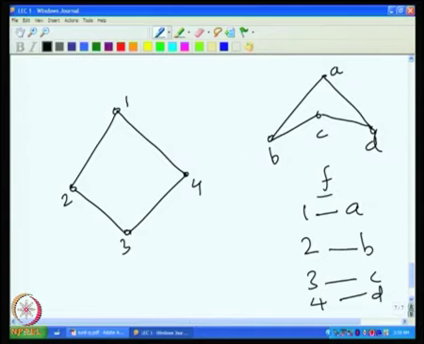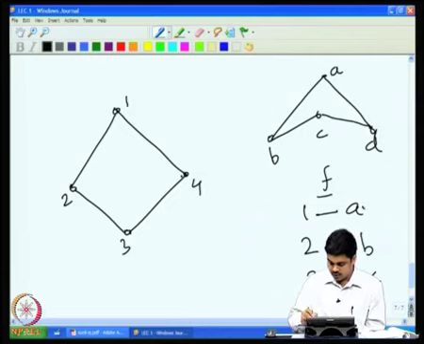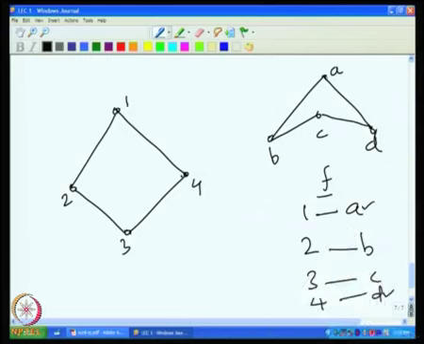As we want, whenever there is an edge, say 1 4 is an edge, the corresponding vertices a and d also have an edge between them. Similarly, 1 3 is not an edge, and between a and c there is no edge either. So, we say that these two graphs are isomorphic. Essentially, they are the same graph, but drawn differently.